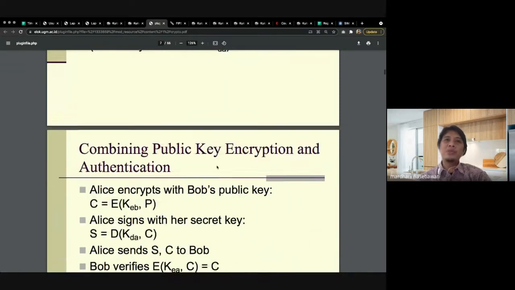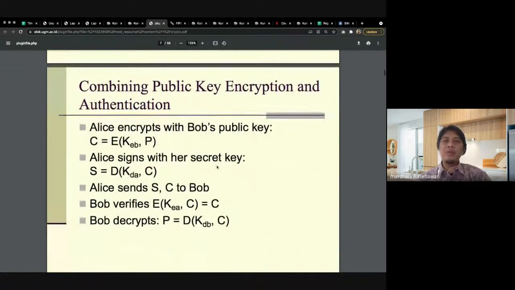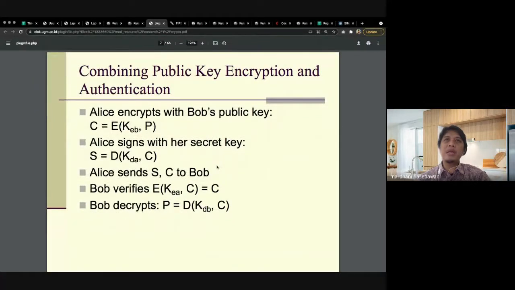We can also combine public key encryption and authentication. Combining the public key and the secret key can be one of the authentication factors for Alice. It means the two sides will know and understand the keys that they already have.